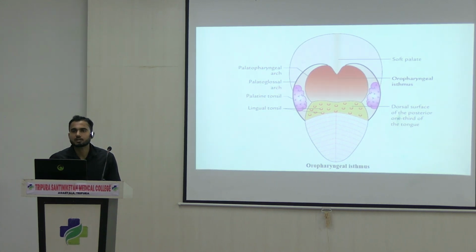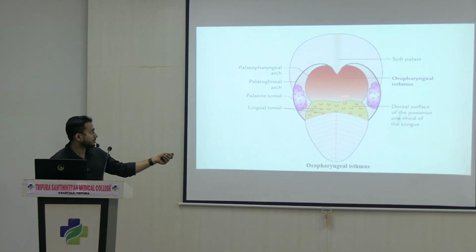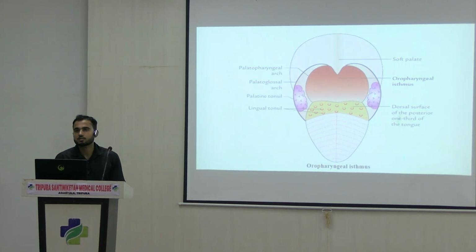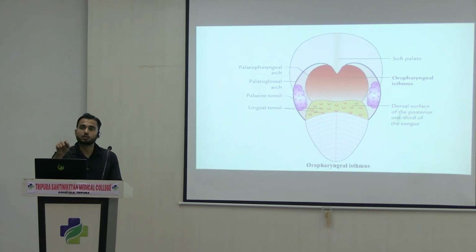It is a feature of oropharynx. Okay, and then I have shown you the boundaries also. If you remember, the boundaries of the oropharynx: oropharyngeal isthmus. This is the boundary of the oropharyngeal isthmus. Okay, and this oropharyngeal isthmus is a feature of oropharynx. Can anyone tell me what is this oropharyngeal isthmus?